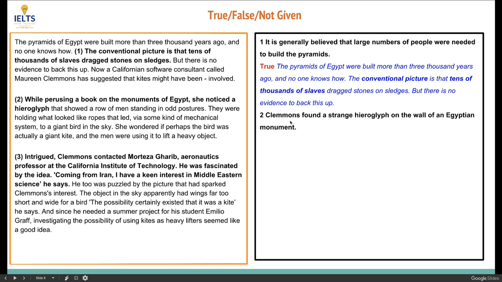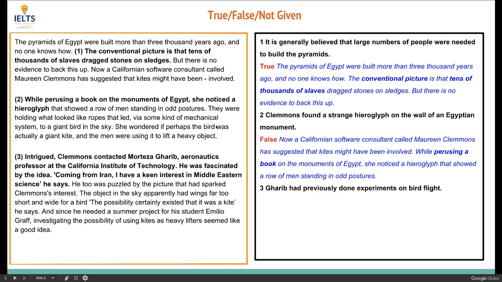Question 2, Clemens. Quickly find Clemens. Here she is, Maureen Clemens. She found a strange hieroglyph on the wall. Quickly look. While perusing a book, she noticed, not found, a hieroglyph. What was she doing? She was perusing a book. She was reading a book. Did she find the hieroglyph on the wall of an Egyptian monument? No, she was reading a book.